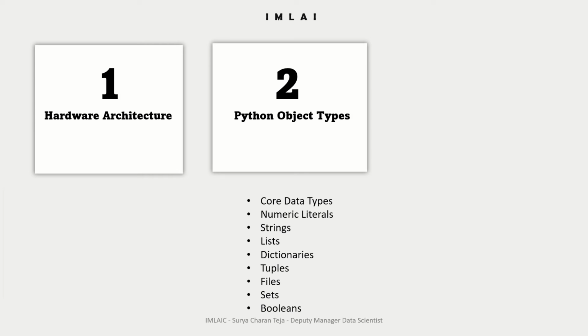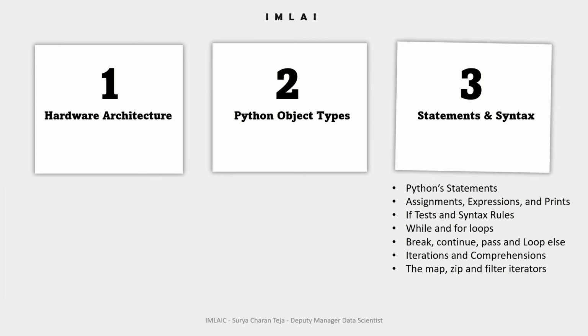So basically we will look into each and every Python core type. Starts from numeric literals, int, floats, strings, lists, dictionaries, tuples, files, sets, and booleans. We will look into each. And then we will enter into the third module.